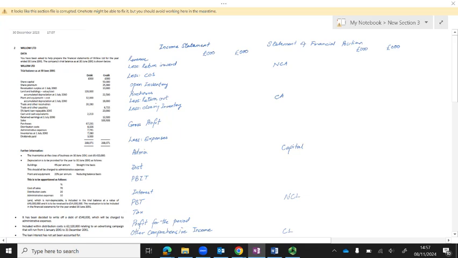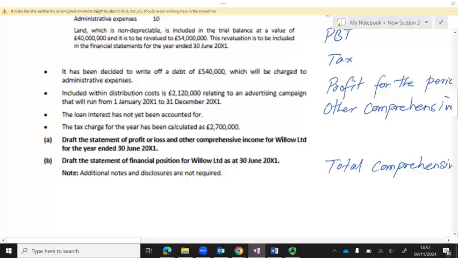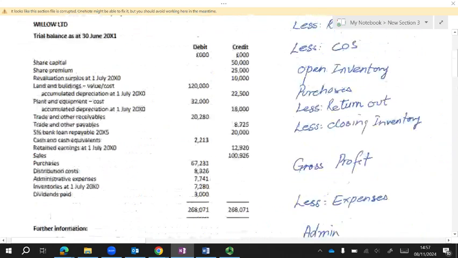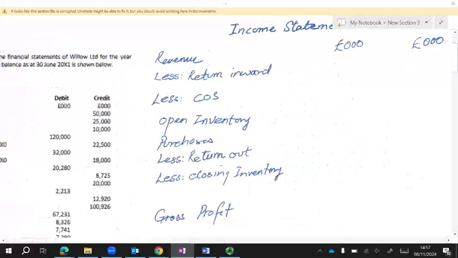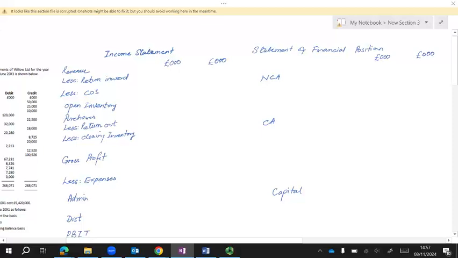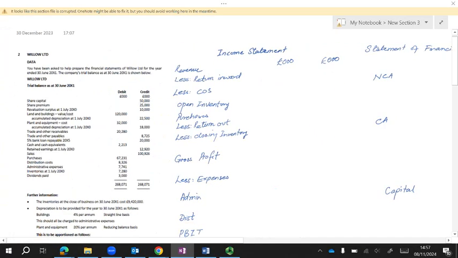In this video, I'm going to solve Willow Limited, and the requirements are to prepare the profit and loss account and other comprehensive income statement and statement of financial position. So here's the question. The formats are ready, and I will pick up the figures from the trial balance line by line and transfer them into the relevant statements.